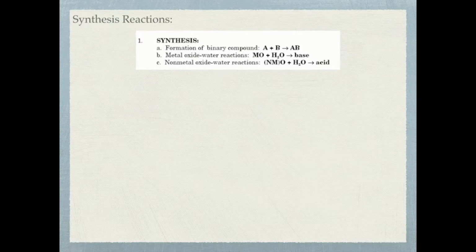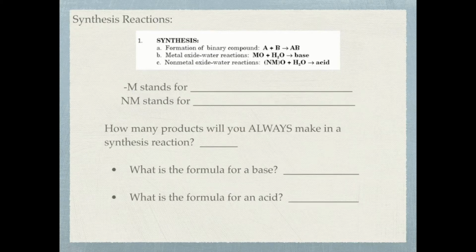And then for 1C, what you have is a non-metal oxide. So for example, sulfur trioxide, SO3, that is a non-metal, sulfur, and oxygen, O, and it's going to react with water to form an acid. So those are your three different types of synthesis reactions. So let's actually see what all of this means. All right, so remember, M stands for your metal, for a metal oxide, and NM stands for your non-metal.